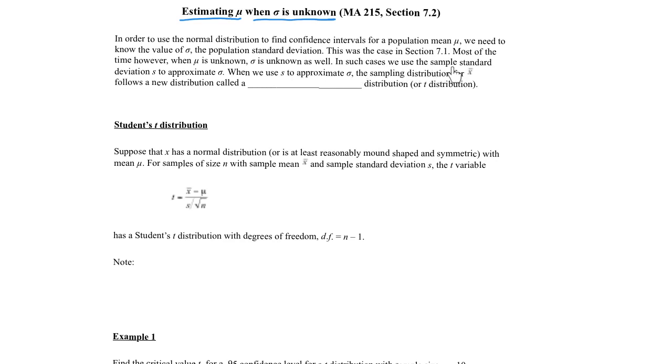So we'll have our sample, right? We had the sample mean that we used in 7.1, but now we're going to also, from our sample, find the sample standard deviation and use that to approximate sigma. When we use little s to approximate sigma, the sampling distribution for x bar follows a new distribution called a student's t distribution, or t distribution. So we've got a brand new distribution today, student's t distribution, and it's kind of got a weird history.